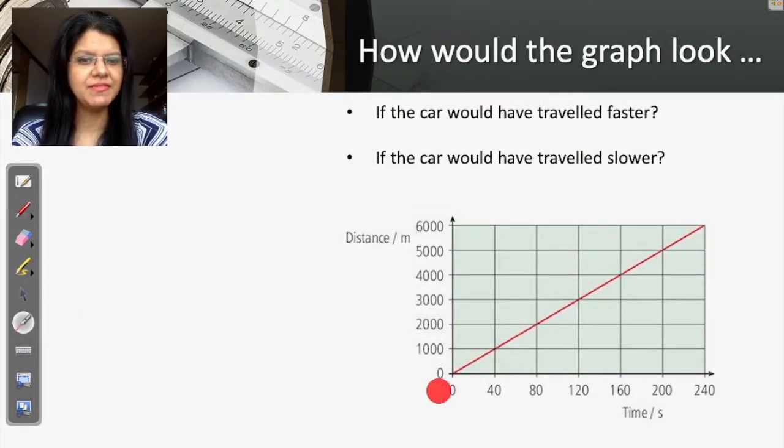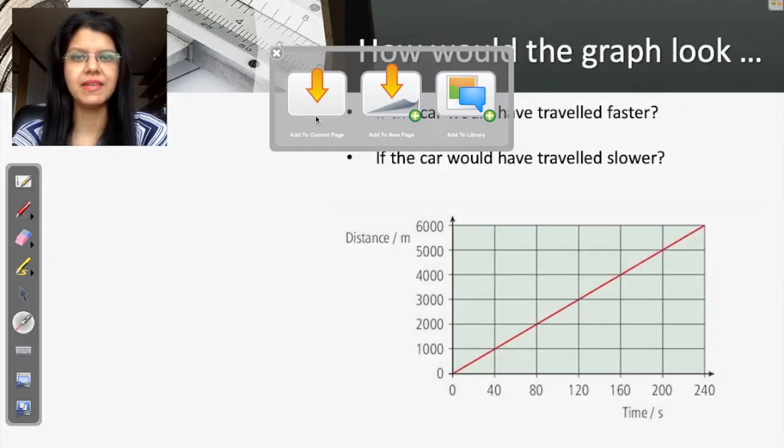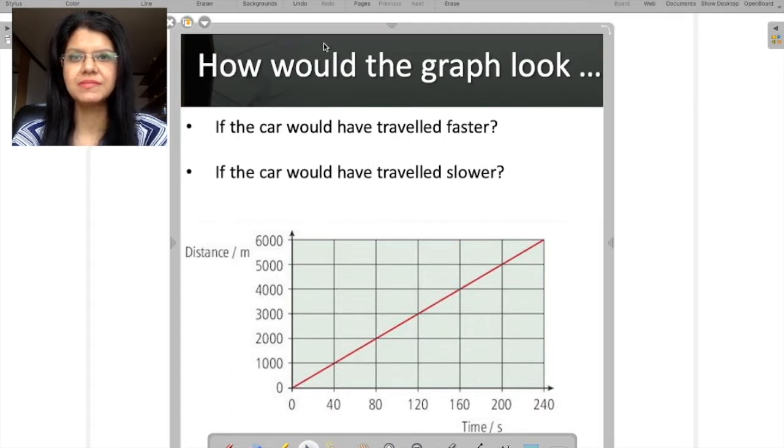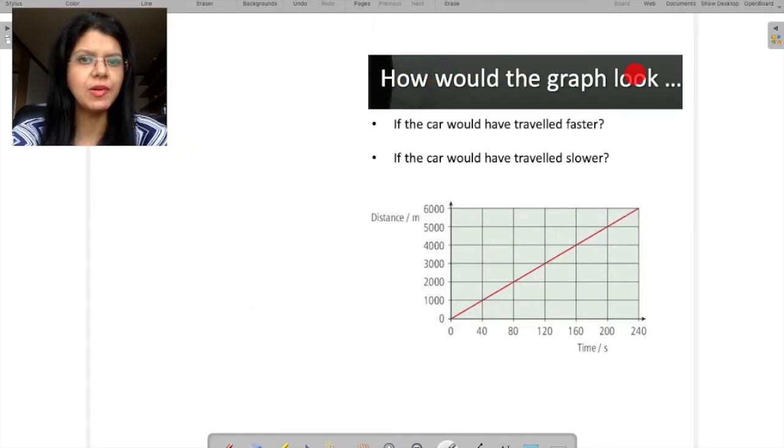So from the distance time graph that you see here on the screen, how would the graph look like if the car would have traveled faster or if the car would have traveled slower? Alright, so let us try to understand. Let's take all of this on a whiteboard. So let us answer this question. How would the graph look like if the car would have traveled faster, if the car would have traveled slower? So you have 2 questions here. Faster and slower. Let us understand these 2 terms.